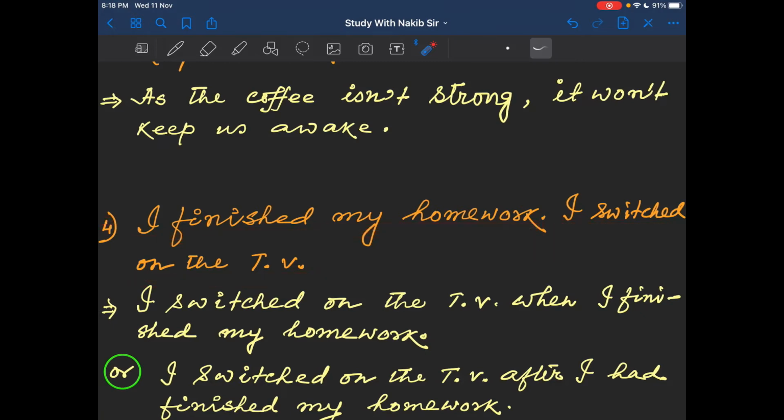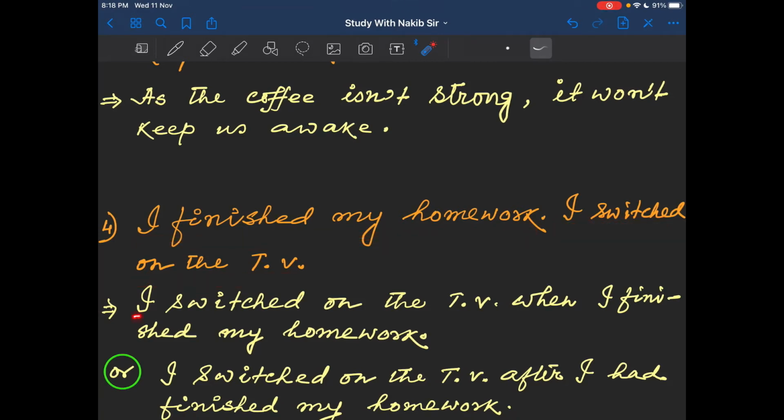See the relation. What is the relation? Relation is the time action relation. One is work, another one is time. I finished the work. I switched on the TV. When I switched on the TV, I finished the work after that. So one is action, other one is time.